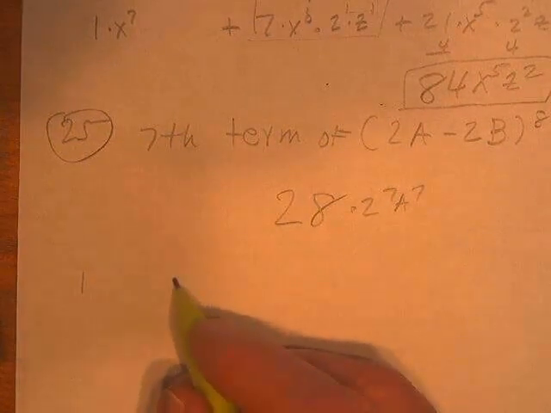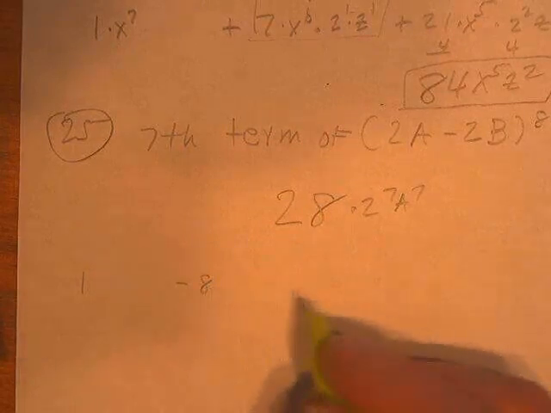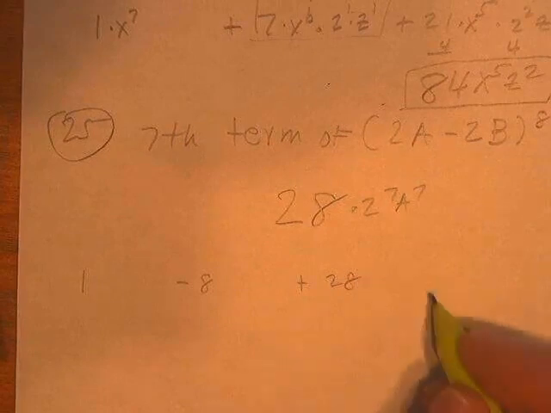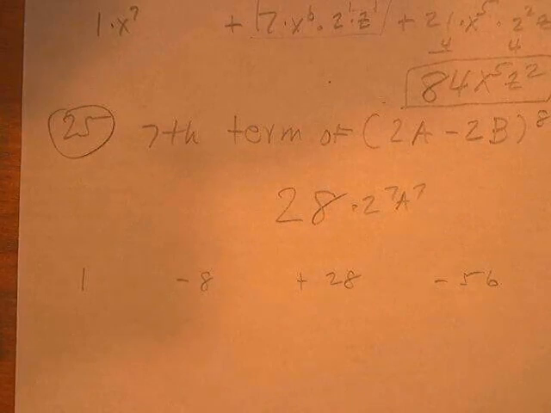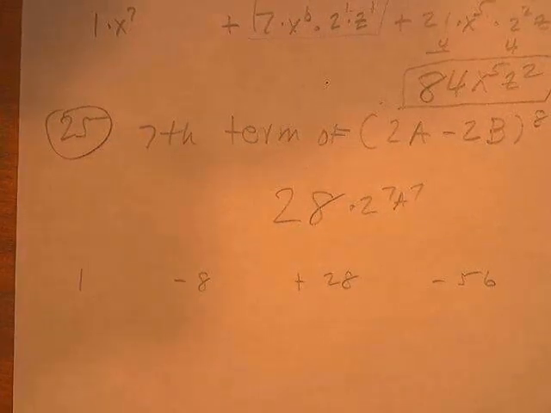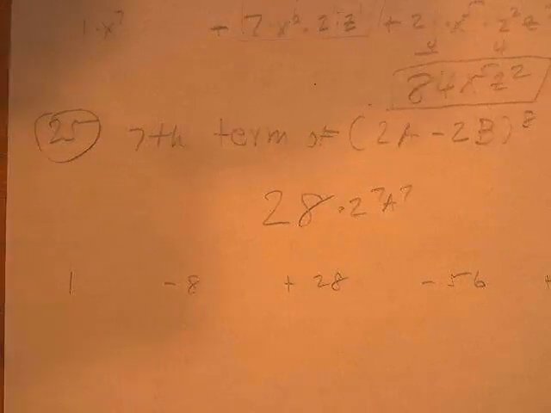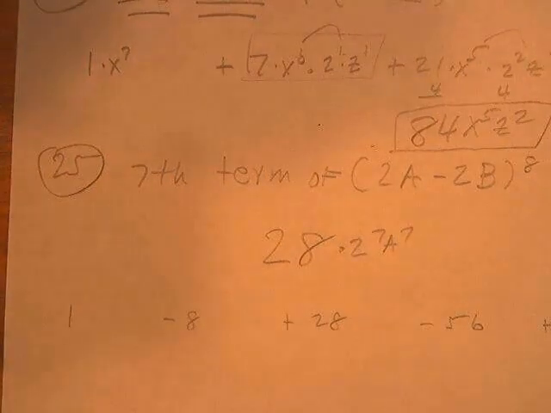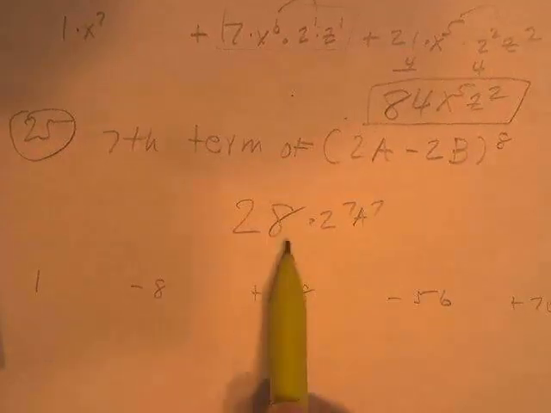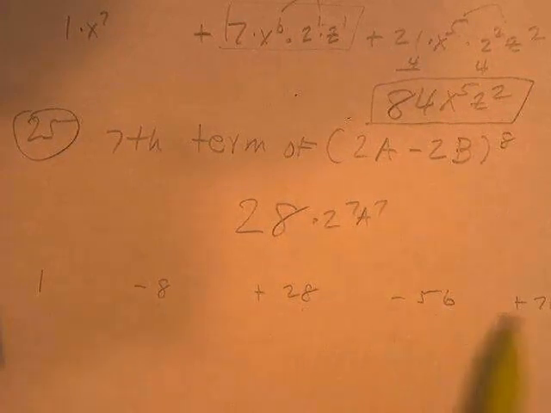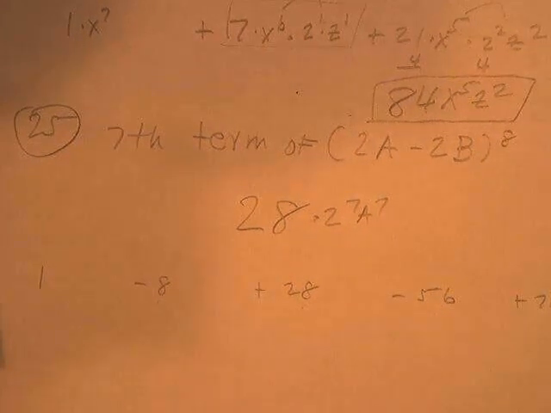How about 1 minus 8 plus 28 minus 56 plus 70 minus 56 plus 28 minus 8 plus 1. Looks like I picked the wrong one. 1, 2, 3, 4, 5, 6, 7, 8, 9. Yeah, I didn't. There's 9 terms.